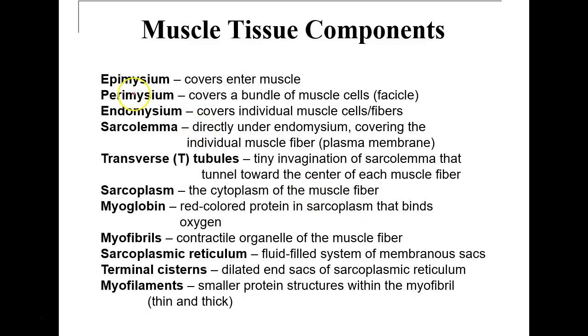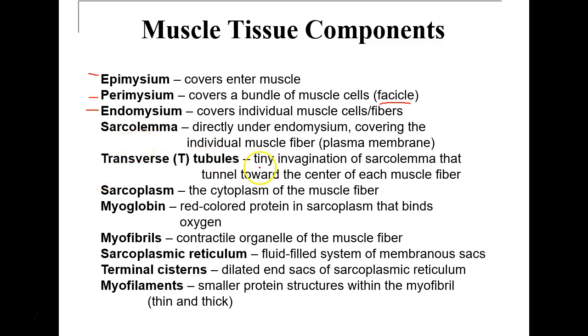Alright, so mostly speaking of the skeletal muscle here, we have three layers of covering. Epimysium will cover the entire muscle. We will see bundles of muscle cells. These are known as fascicles, and they are covered by perimysium. Endomysium will cover individual muscle cells or muscle fibers. Sarcolemma is directly under that endomysium, so it is the plasma membrane of that muscle cell.